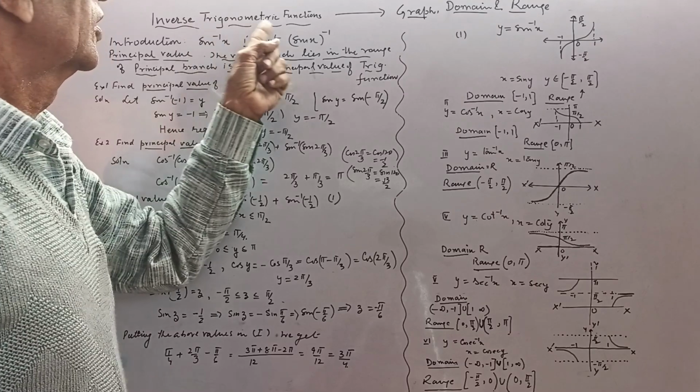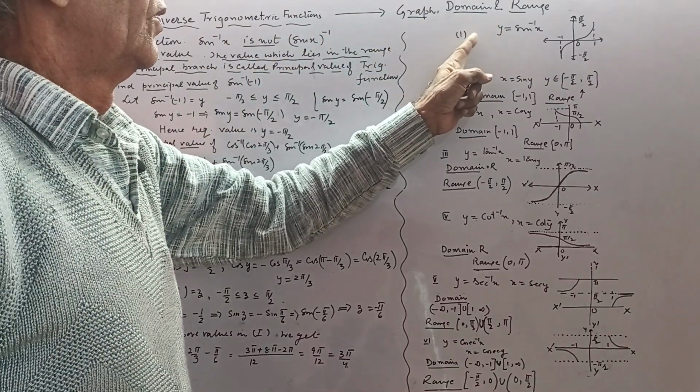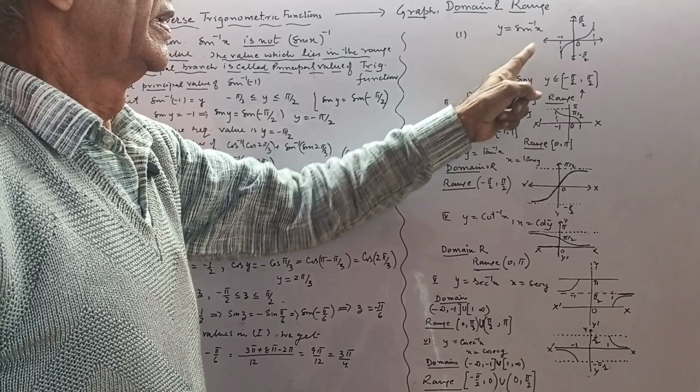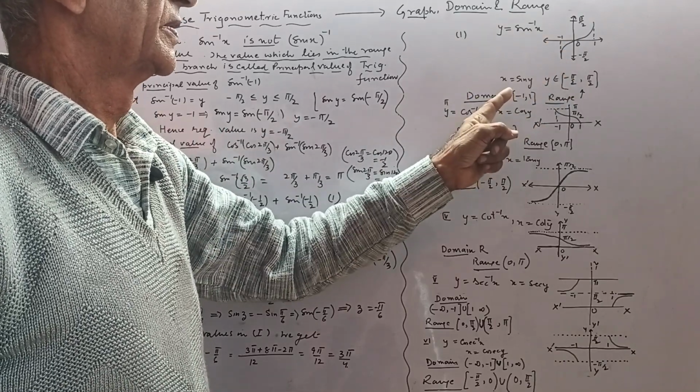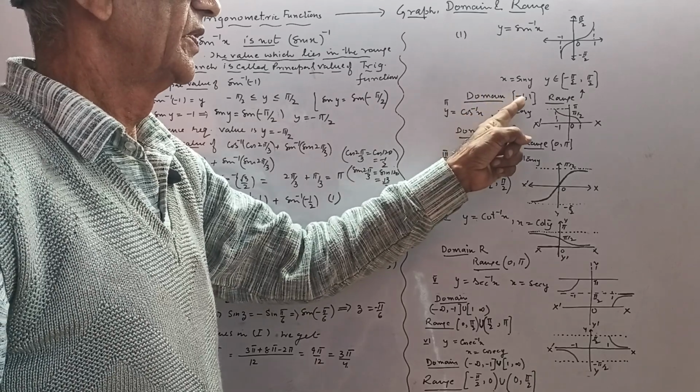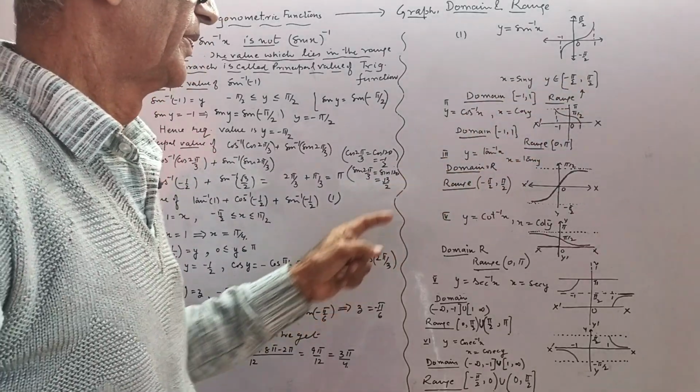Now, inverse trigonometric functions, graph, domain and range. Y is equal to sine inverse x. X is equal to sine y. Here is the graph of sine inverse x. Domain is minus 1 to 1. Range is minus pi by 2 to pi by 2.